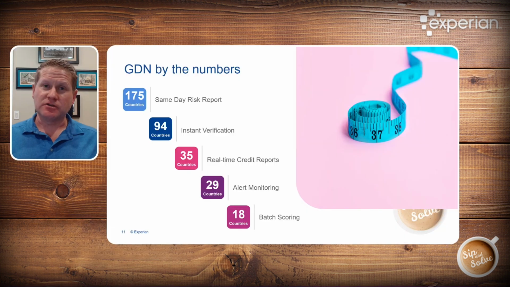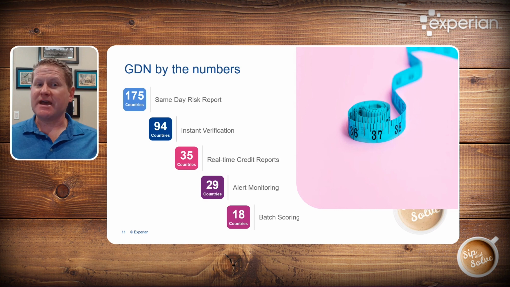Now, as we wrap up, the product I manage, Global Data Network, or GDN, here for Experian globally, I want to take a quick look at GDN by the numbers, some key statistics on our coverage. So we do offer 175 countries with a same-day risk report. Within one business day, you can get a fresh credit report in 175 countries.